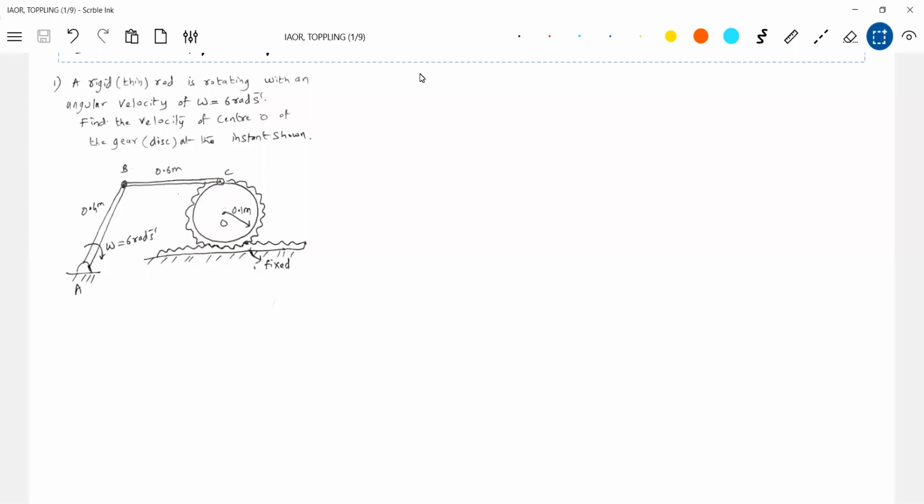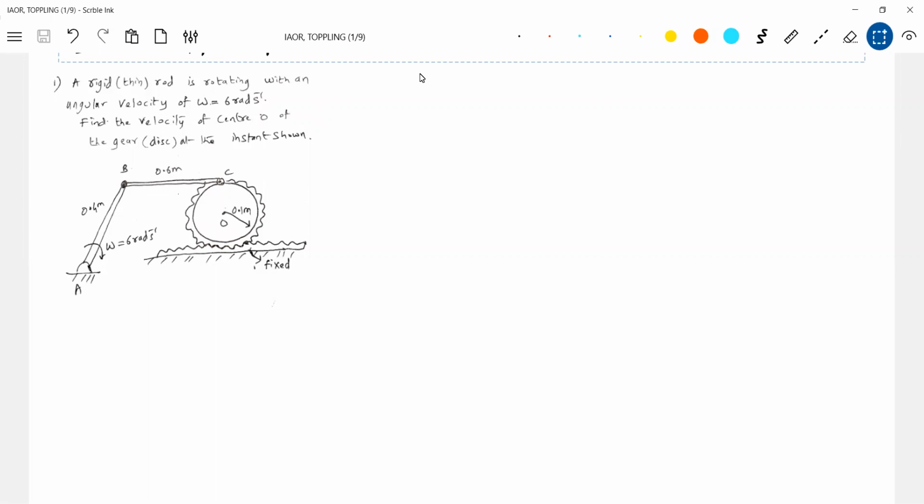Coupling is a very small idea. So what is this? This is a rod. There are two rods, AB and BC, and B is a joint, disconnected. And C is connected to the gear, which you can treat like a circular disc. And there's a fixed gear. Now as I rotate the rod AB with angular velocity omega, what is the velocity of the center of mass, the center of the gear, at the instant shown?